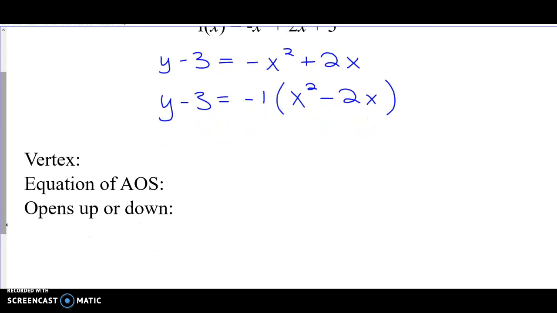Okay, now we put blanks on both sides. So we go y minus 3, and I'm going to put a blank, equals -1. Now the blank goes inside of the parentheses, because we're completing the square, right? So the quadratic is on the inside of the parentheses. So we go x squared minus 2x, and then we're going to put a blank on the inside of the parentheses.